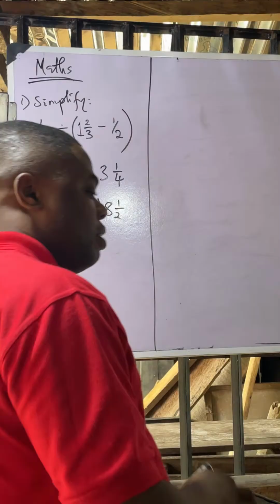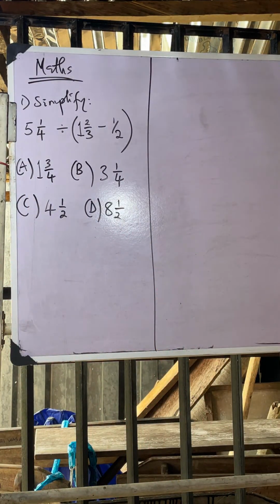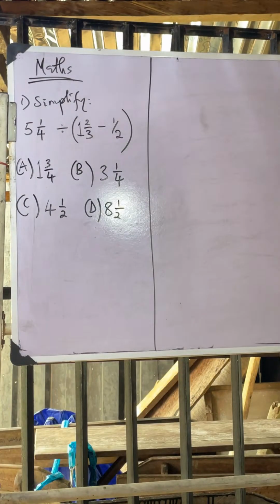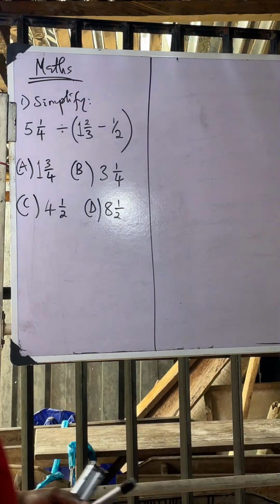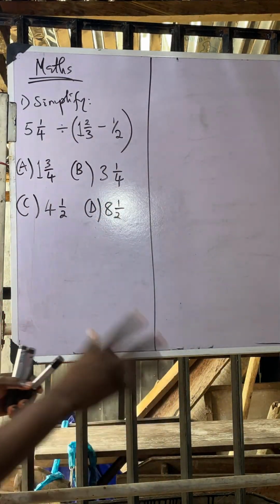So firstly you know what to do: change those that are in mixed fraction, convert them to improper fractions. Do you understand? That is still one of the hacks towards solving to get the required answer. That is just one of it. Because we have so many things to talk about, I wouldn't want us to waste much time. Now we are going to do it together.